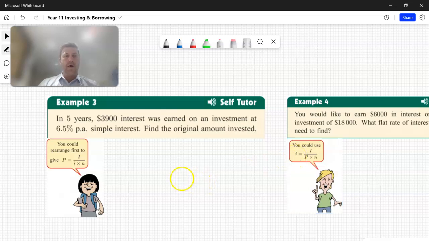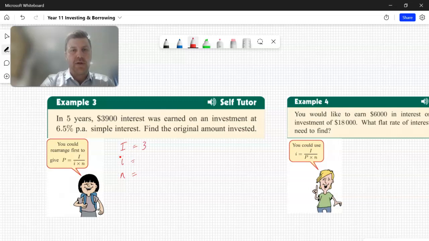So let's go ahead and start with example 3 there. In 5 years, $3,900 interest was earned on an investment at 6.5%. It says to find the original amount invested. So find the principal. Okay, so given that we're finding the principal, the value of P, I need to know the other three variables, so the interest earned, the interest rate, and the number of years. So those three values are given to us.